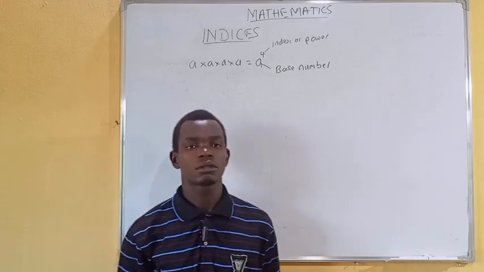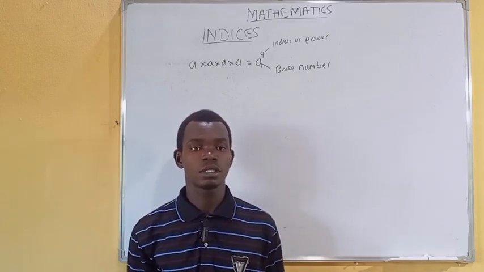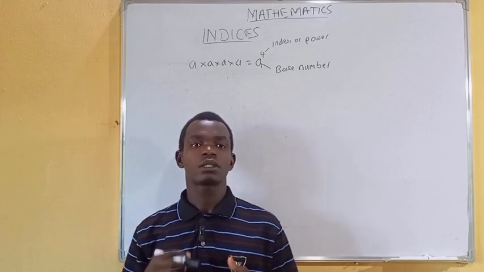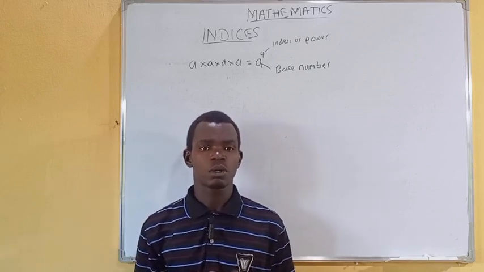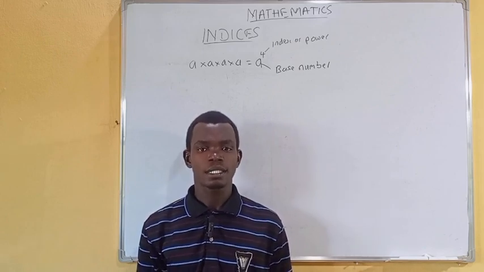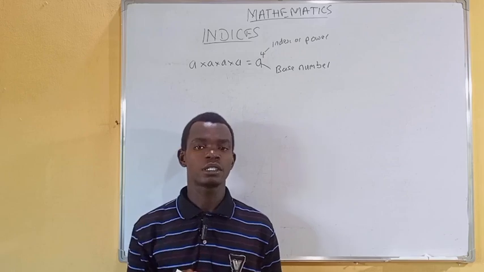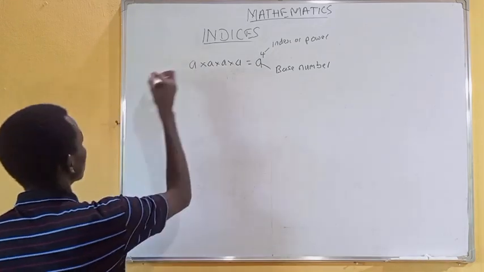And there are laws governing indices. We have several laws governing indices. One is multiplication law. And what is multiplication law? When numbers with equal base are being multiplied, their powers, which are the indices, are added. Let's see 1. Multiplication law.